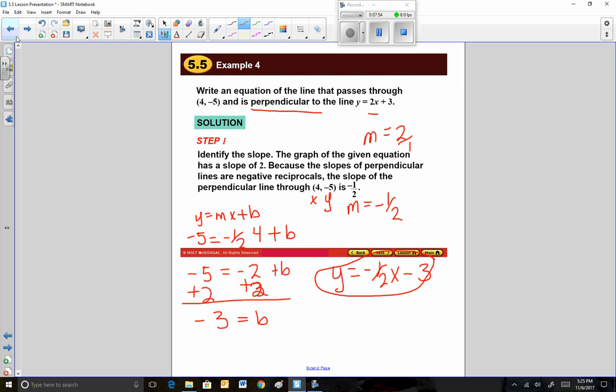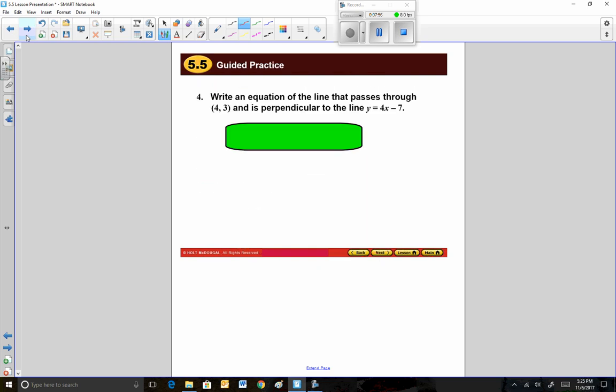All right, one for you guys to try. Pause your video. I would like you to write an equation of a line that passes through (4, 3) and is perpendicular to this line. Pause your video, give it a try.